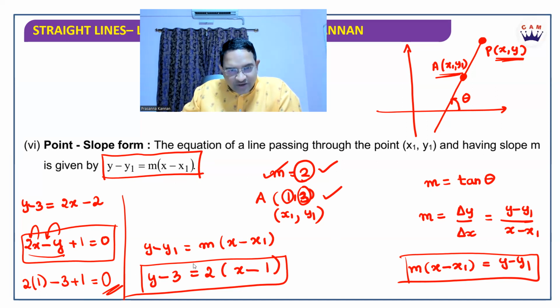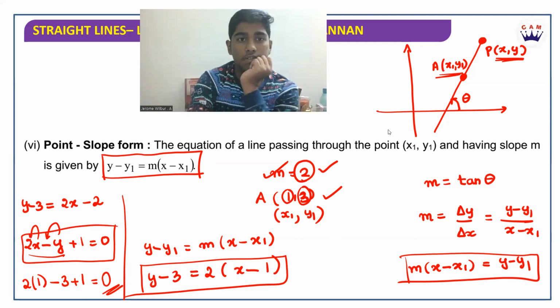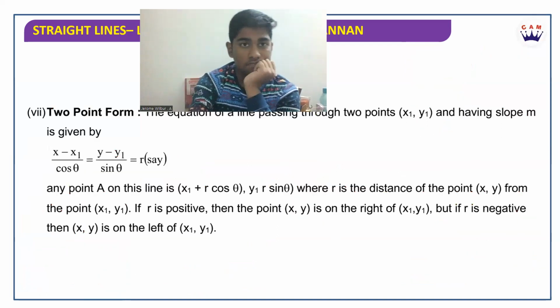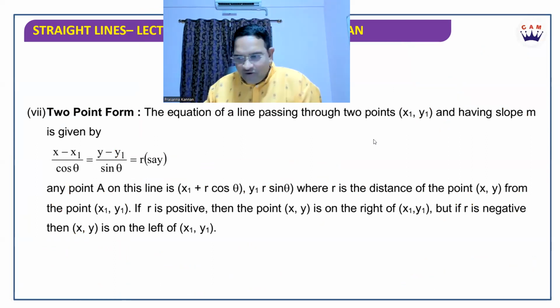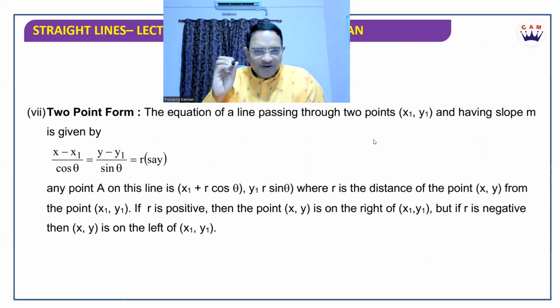Any doubts? Anybody wants me to explain anything? Can we go to the next form? Yes, sir. Okay. Next one is 2-point form. Those are very, very simple.